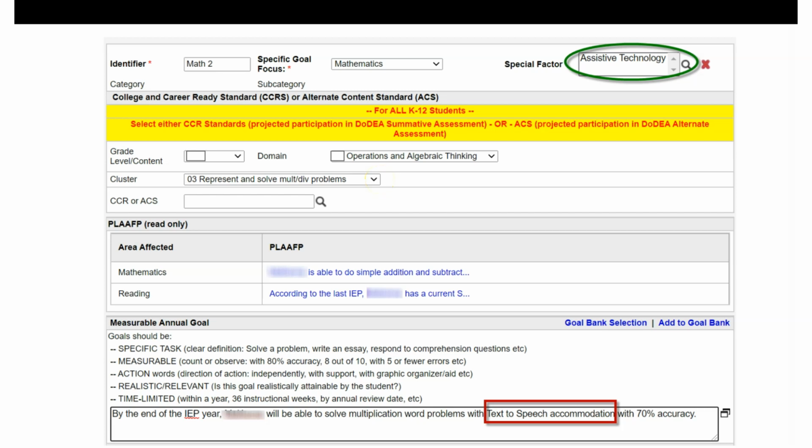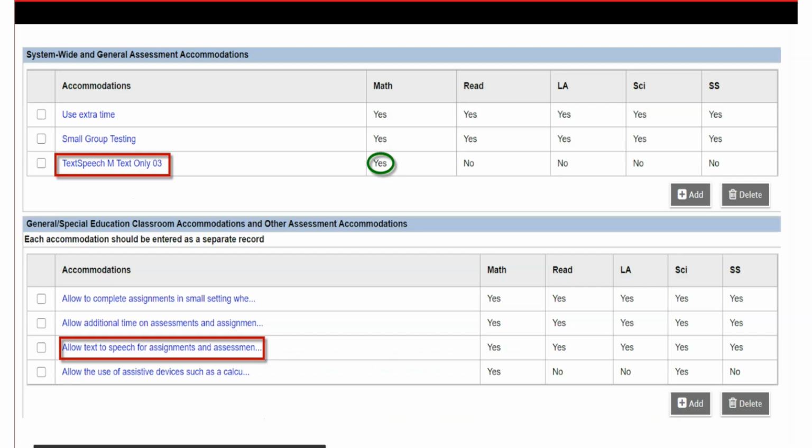Developing the IEP, it's important to detail and note this accommodation in the goal, as well as indicating the special factors of assistive technology. Draw your attention to the top of the screen where you notice that assistive technology has been selected as a special factor for this goal. Also notice that within the goal, text-to-speech as an accommodation is listed as a modifier. Please remember to list features such as text-to-speech and not specific programs or software.